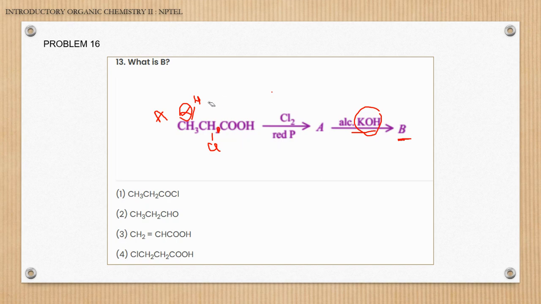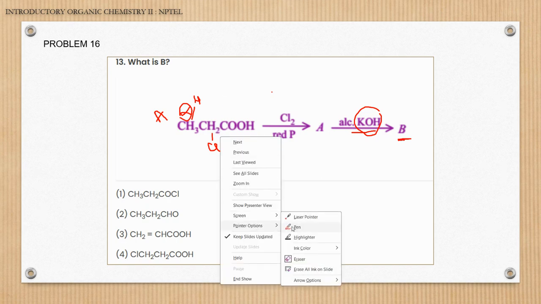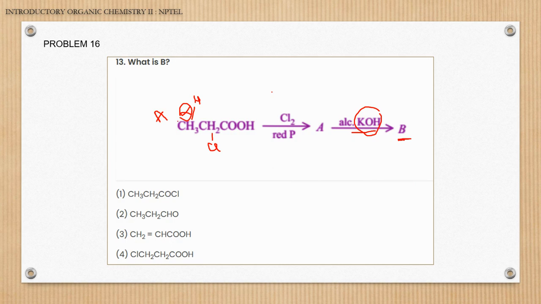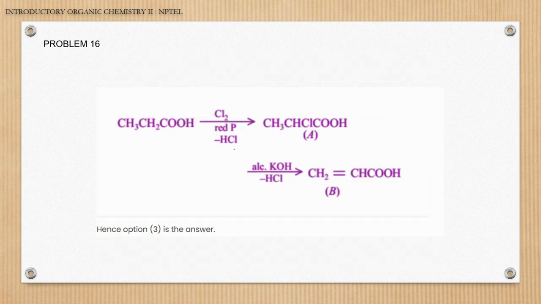You have only one alpha hydrogen present here. So what will happen? This hydrogen will be abstracted by KOH to generate an O minus, and this O minus will come here, and this Cl will knock out to give you an alkene. So basically, elimination will take place from this hydrogen and this Cl. HCl is going to be liberated and you will get an alkene.